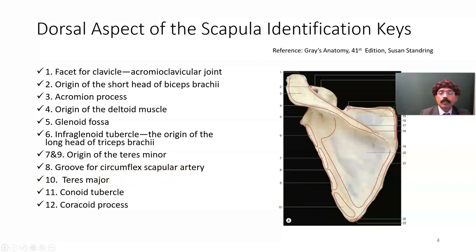Number 10 is the origin of the teres major muscle here, and we have number 11, the conoid tubercle, for the articulation of the coracoclavicular ligament, conoid part. And number 12 is the coracoid process. We got that. Okay, number 11, the conoid tubercle, for the attachment of the conoid part of the coracoclavicular ligament.